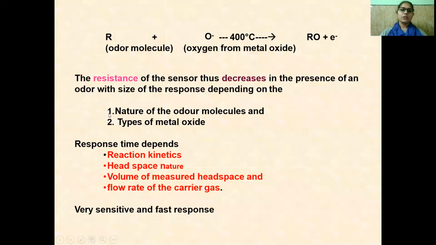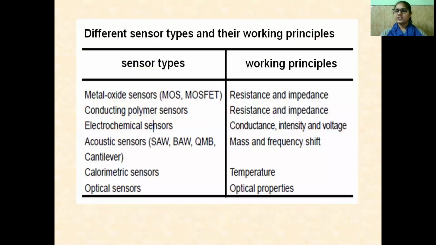The resistance of the sensor thus decreases in the presence of an odor, with the size of the response depending on the nature of the odor molecules and the type of the metal oxide. Response time depends upon the reaction kinetics, headspace nature, volume of the measured headspace, and flow rate of the carrier gas. It is very sensitive, with a fast response.